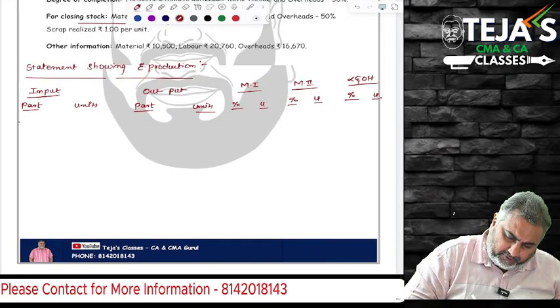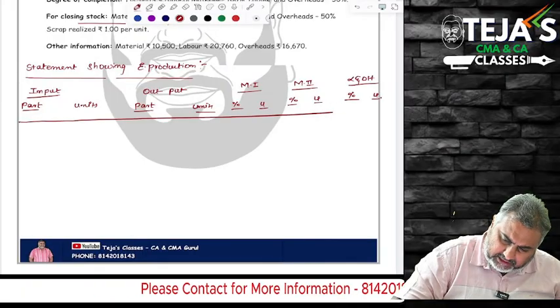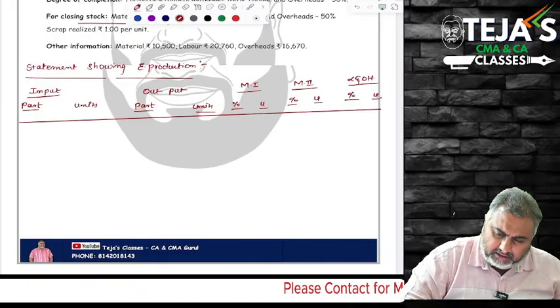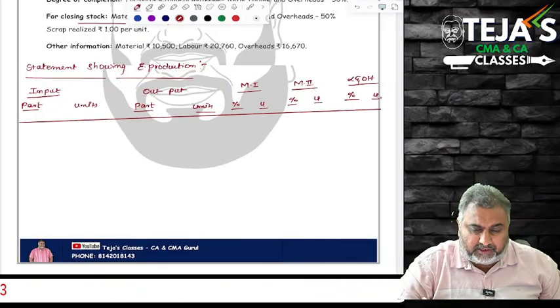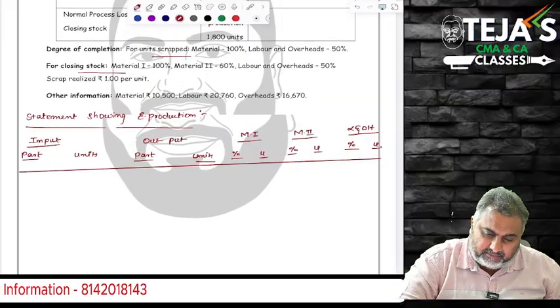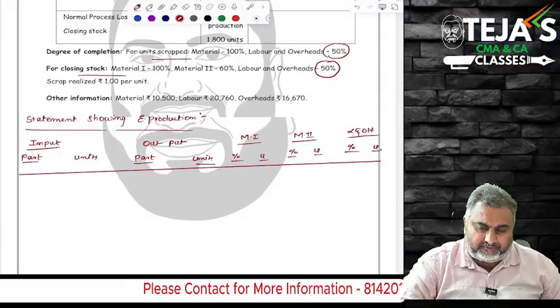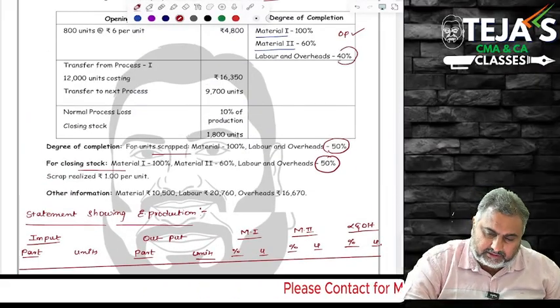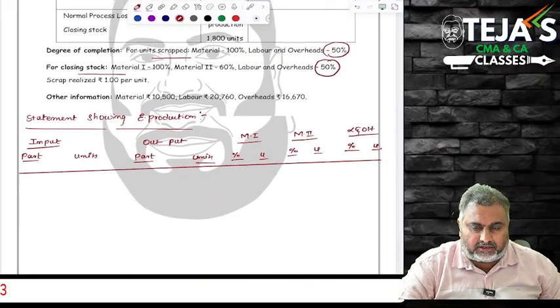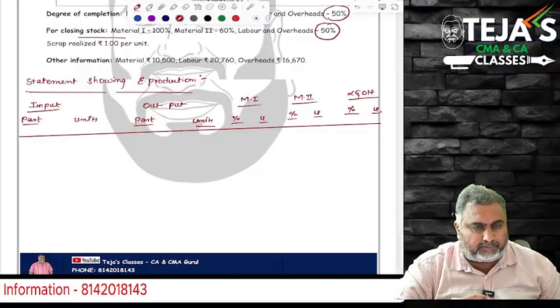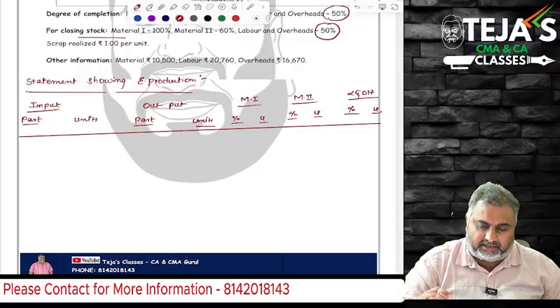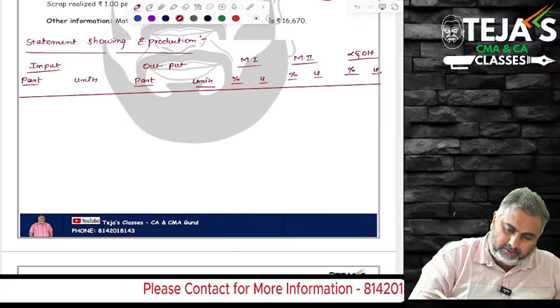Now whenever you are preparing labor and overheads combiningly, check whether the degree of completion for labor and overheads is the same or not. In all the cases, the degree of completion for labor and overheads is the same percentage. If it was not the same, then we would need to do the labor part separately and the overheads part separately.